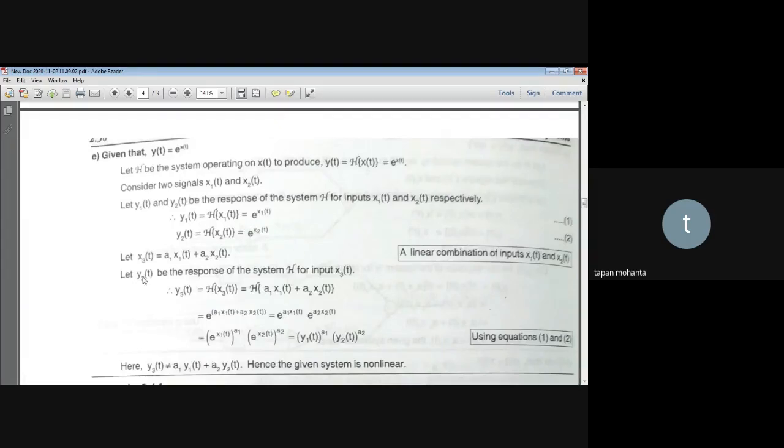Now come to the corresponding response, that means the combination of the two input signals: a1 x1 of t plus a2 x2 of t. Then we find the output response y3 of t for the combination. So y3 of t is equal to h of x3 of t, which is equal to h of a1 x1 of t plus a2 x2 of t. So that equals e to the power a1 x1 of t plus a2 x2 of t, that is e to the power a1 x1 of t times e to the power a2 x2 of t. So then we can find which one is this one and this one.